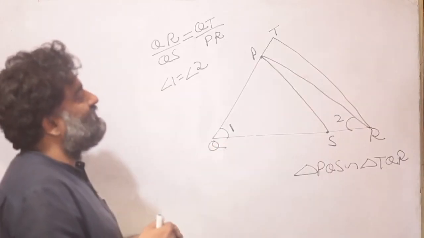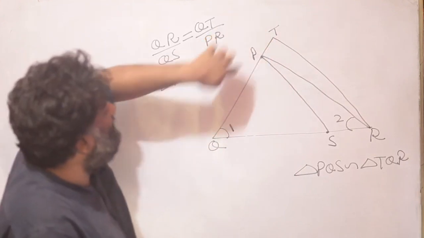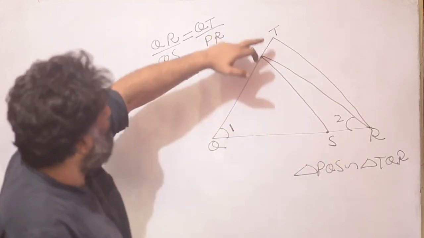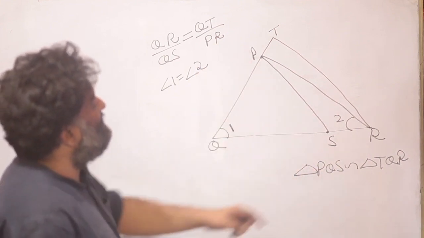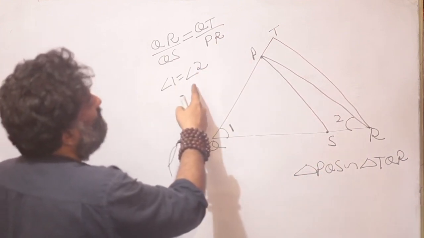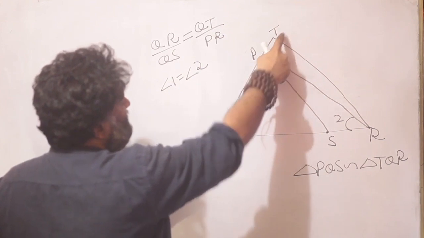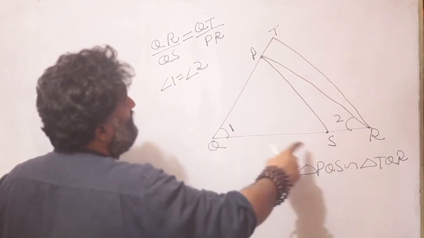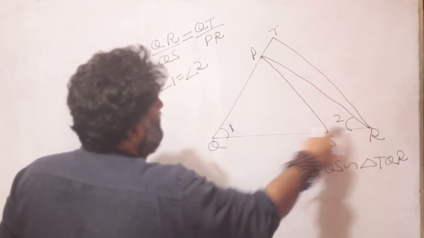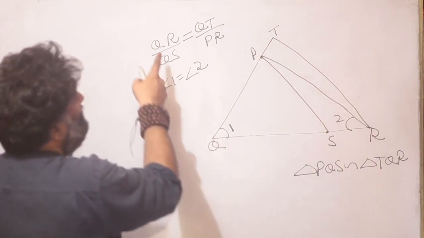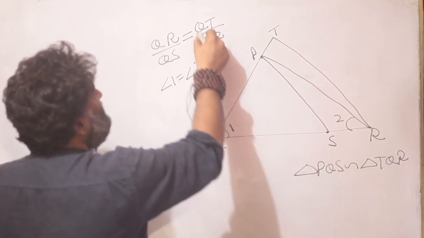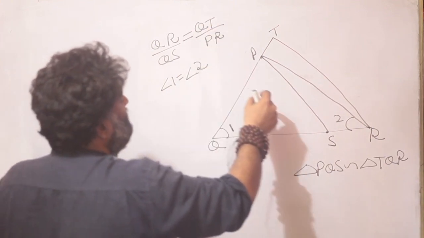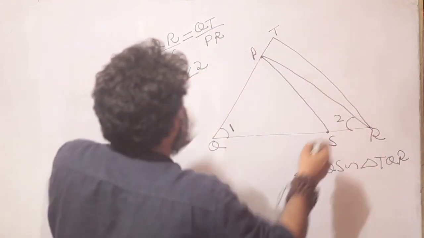So this is the next figure. This is the figure triangle TQR, and point P is on TQ somewhere, point S is on QR somewhere, and they're connected. So angle 1 is equal to angle 2. That means angle TQS or TQR is the same as PRQ. Moreover, QR upon QS is the same as QT upon PR.